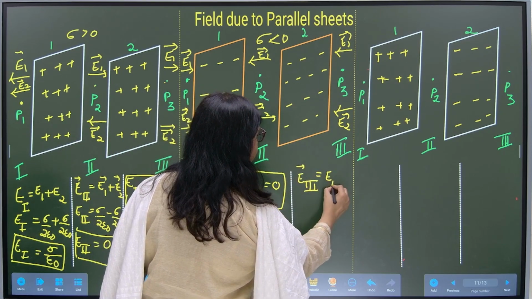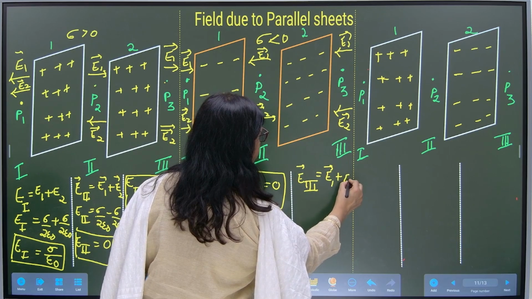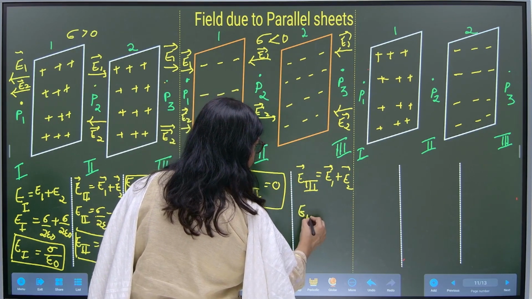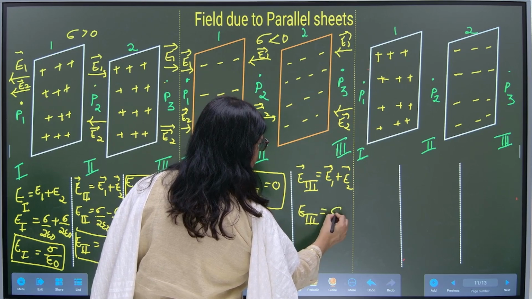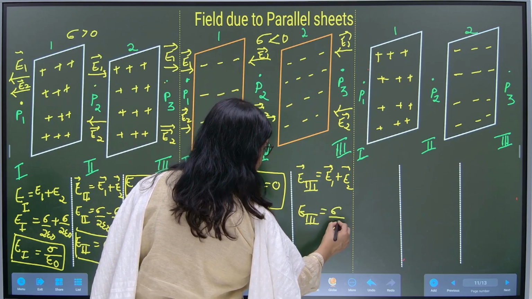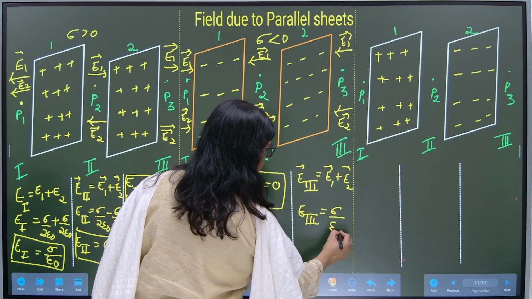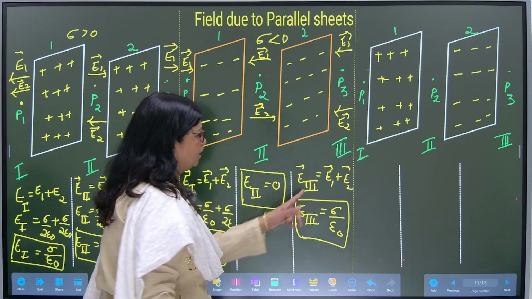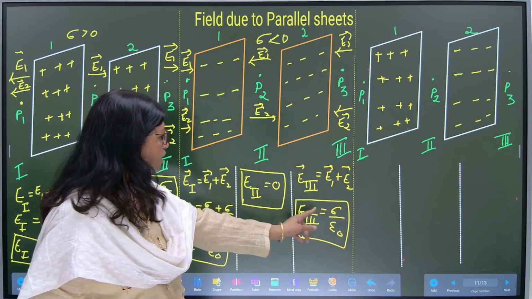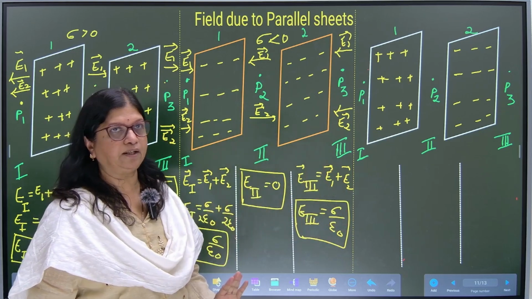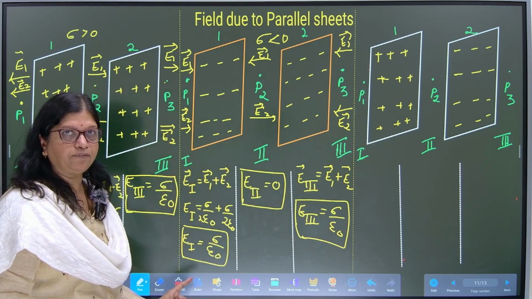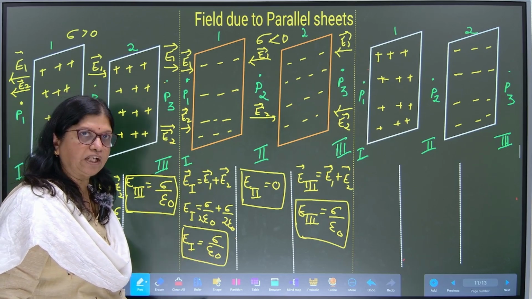value, magnitude is the same and we have added them. So as in the previous section, E3 magnitude is sigma upon epsilon naught. How? We added sigma upon 2 epsilon naught and sigma upon 2 epsilon naught, which is equal to sigma upon epsilon naught. So for the region 1, electric field is sigma upon epsilon naught.